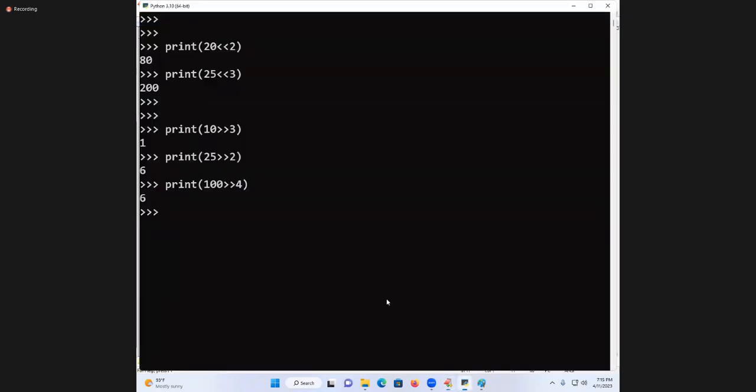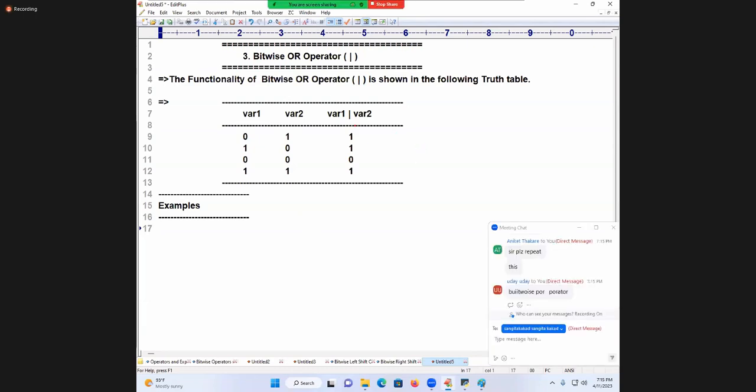Let me take student examples here. Carefully follow. Coming to the point, Aniket is asking to repeat. What is there, students? The OR operator says what? If any one of the bits is 1, the result is 1. If both the bits are 0, the result is what? 0. 0, 1, 1. 1, 0, 1. 0, 0, 0. 1, 1, 1.